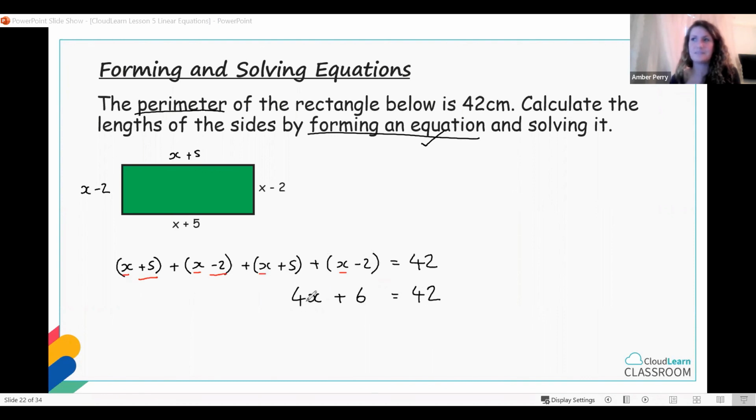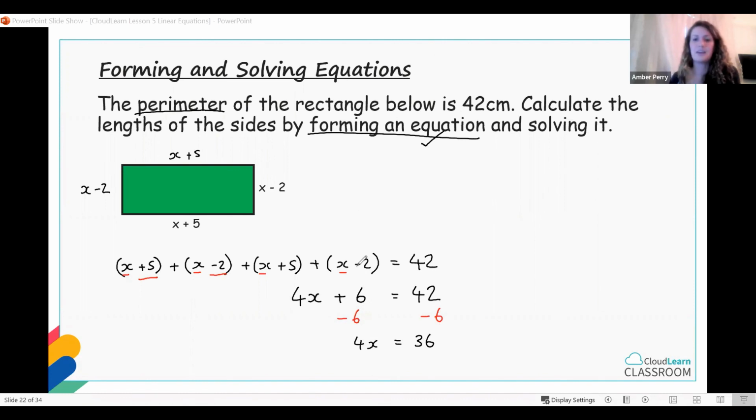Are we following? Is that okay? And now we can solve it just like we solved our linear equations before. So we're going to unwrap this x. Imagine it's in a parcel wrapped up by these things. Inside layer is this, so we can't take that off until we've taken this outside layer. So the outside layer is plus 6. We're going to subtract 6 then from both sides. 42 minus 6 is 36. So 4x is equal to 36.